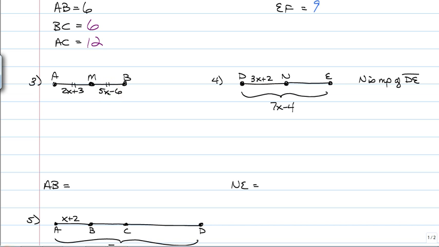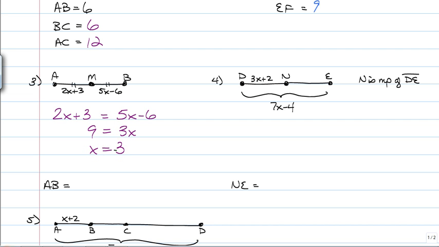So remember, there's 2 different ways to set these up depending on what we have. We have 2 little pieces, so that means we're just going to do little piece is equal to the other little piece. We're just going to solve.